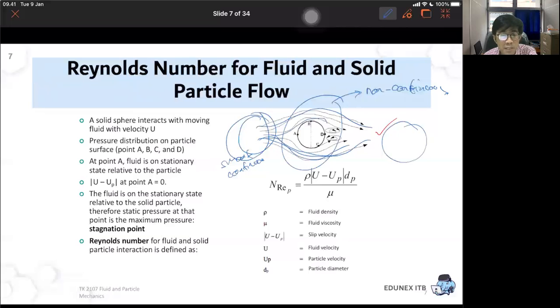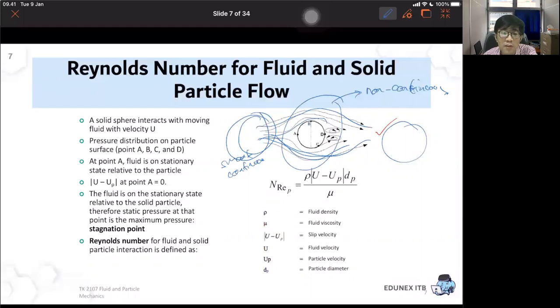Okay, so there will be some pressure distribution on the particle surface due to the pressure of the liquid or the gas, the pressure of the fluid. You can put different areas A, B, C, D. This is the special area.